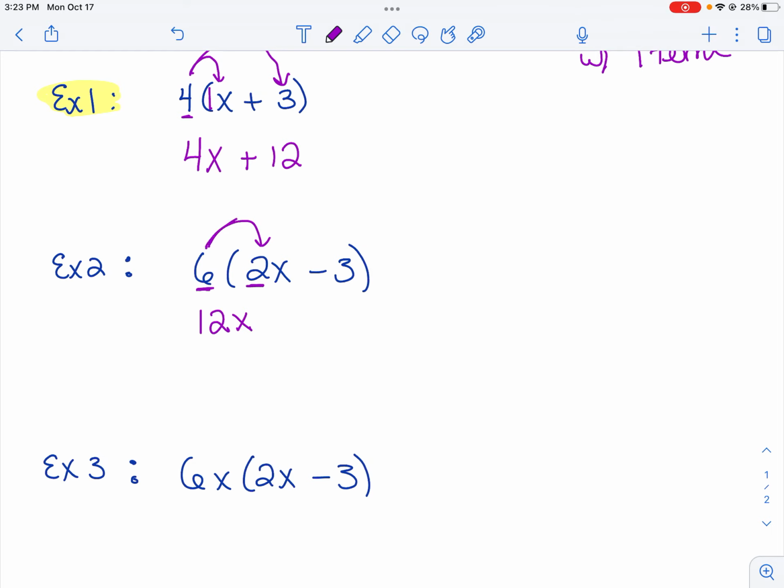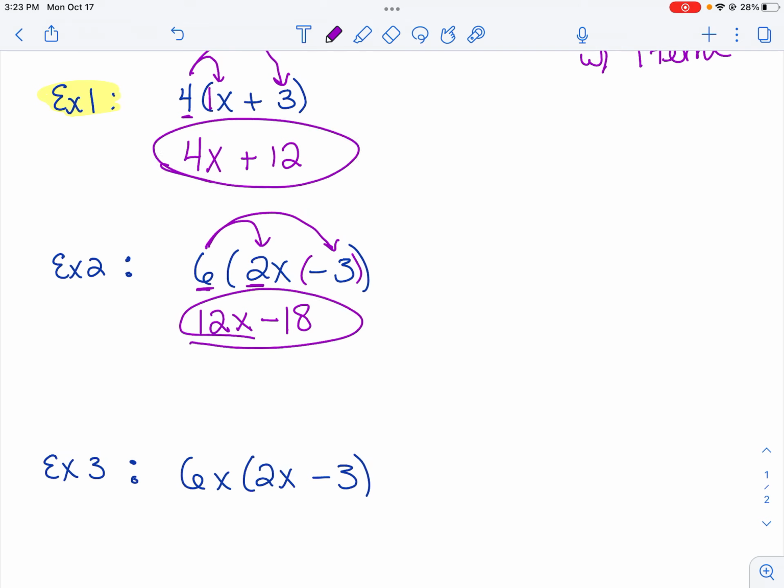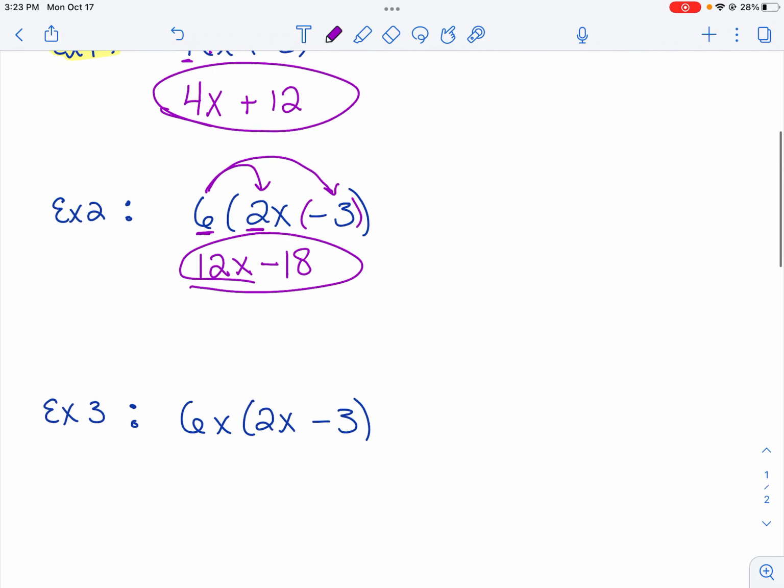And then I distribute also 6 to the negative 3. 6 times negative 3, I treat this like its own term. So 6 times negative 3 is negative 18. So I will put minus in between as my sign. And 12x minus 18, those are not like terms. So that would be my simplified answer, right? Remember, we're just getting expressions, right? We're not solving, so there should be no equal signs, just combining like terms as much as you can.